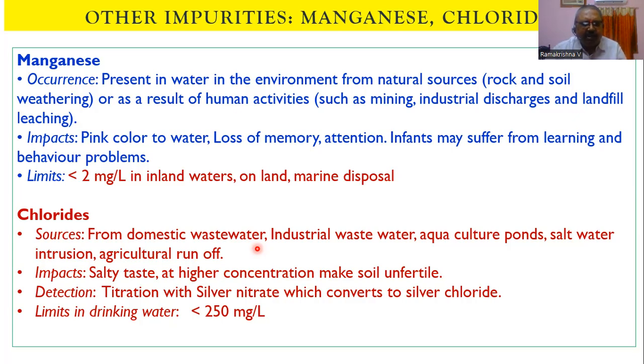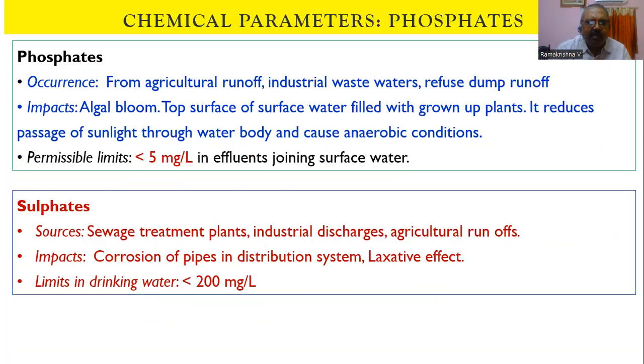You detect it through silver nitrate, which converts chloride into silver chloride. The limit in drinking water is only 250 milligram per liter. The discharge limits for chlorides in wastewater are not prescribed yet.